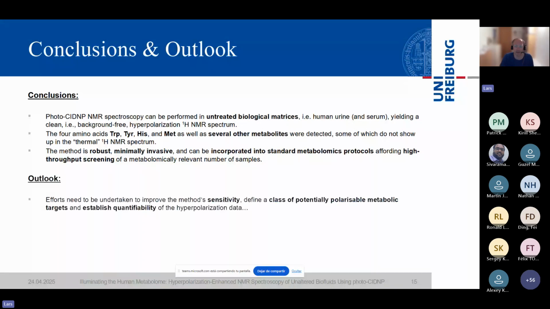And yeah, so there's a lot of work to be done. This method is in its infancy. And we would have to work both on maximizing the sensitivity to define a class of potentially polarizable metabolic targets. And of course, very important here, to establish quantifiability of the hyperpolarization data.